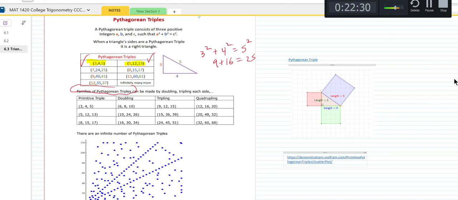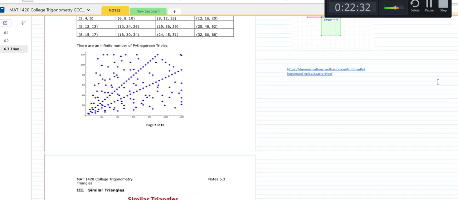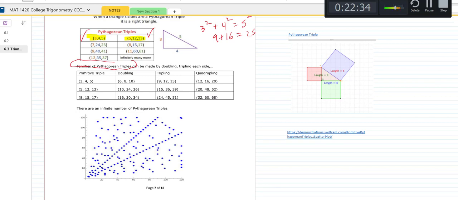All right, well, that should be all I want to show on this part of the video. So the main thing you all need to know is how to find a missing side of a right triangle using the Pythagorean theorem. All right, good luck.